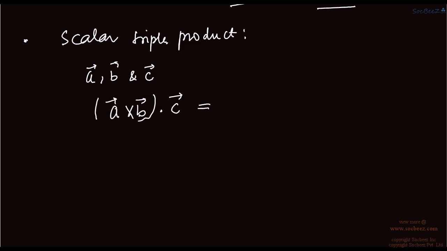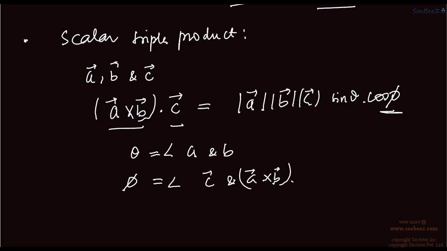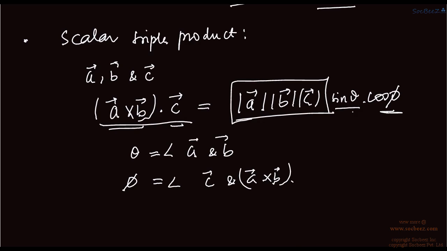Now this will be a scalar quantity because this is a vector dot vector, which is a scalar. So that is A vector, B vector, C vector, sin theta and cos phi, where theta is the angle between A and B, and phi is the angle between C and A cross B. Fine. So this is the scalar triple product. You have to just calculate the magnitudes, multiply with sin theta and cos phi. You will get the scalar triple product of A, B and C.